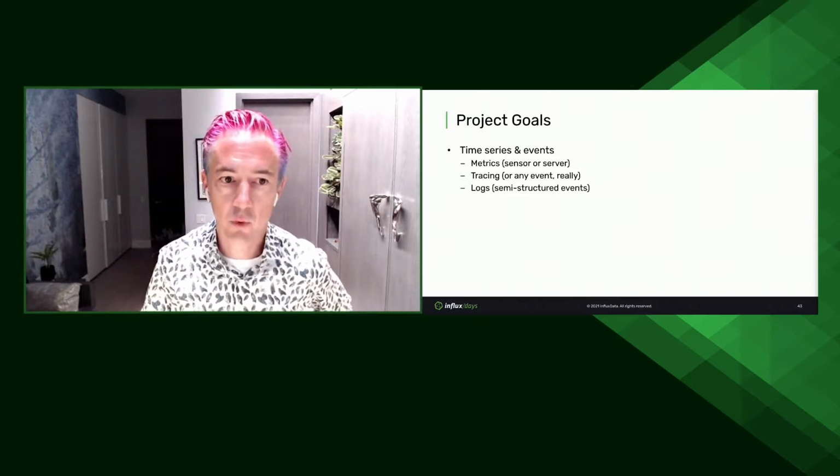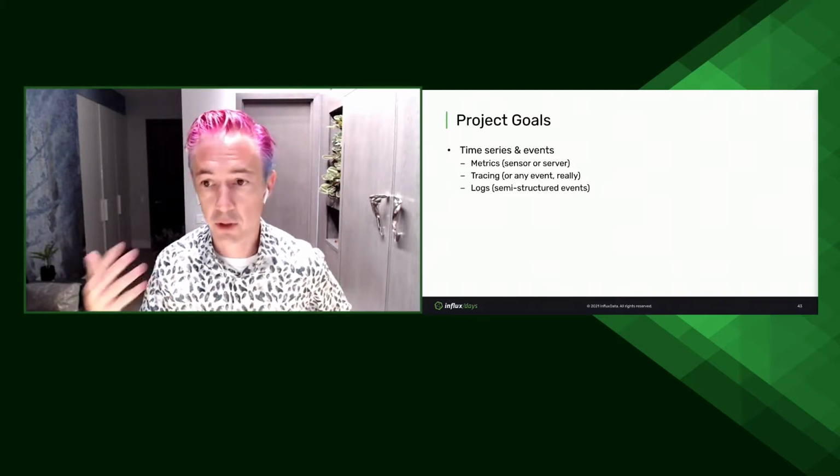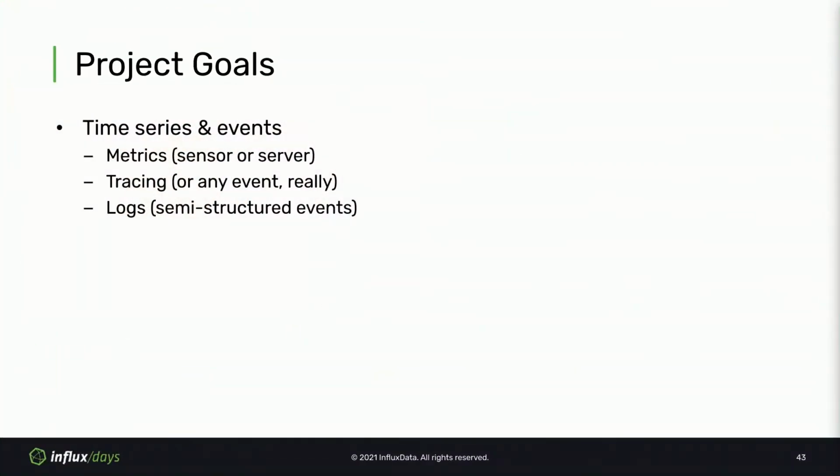So obviously we want it to be good for time series, but also events. So metrics and measurements, whether that's sensor or server data. Tracing data is a big use case, but really any kind of event data that you can think of, and logs, which basically we think of as semi-structured events. We want IOx to be a great backing store for any of this kind of data, which we view all of this as basically different views of time series.